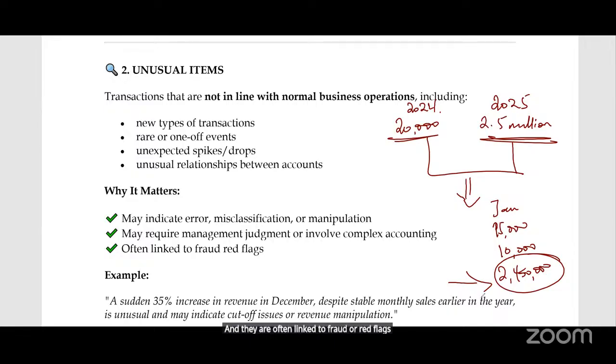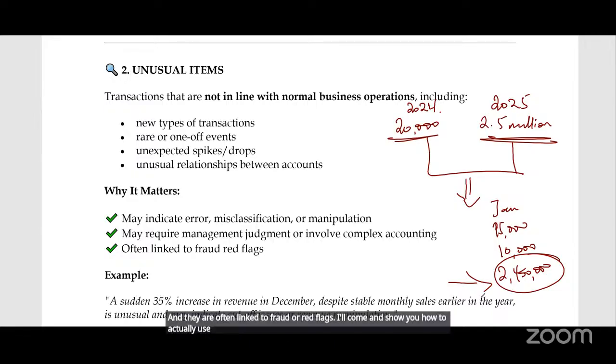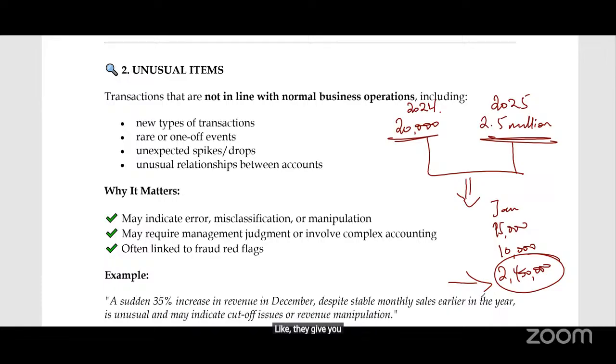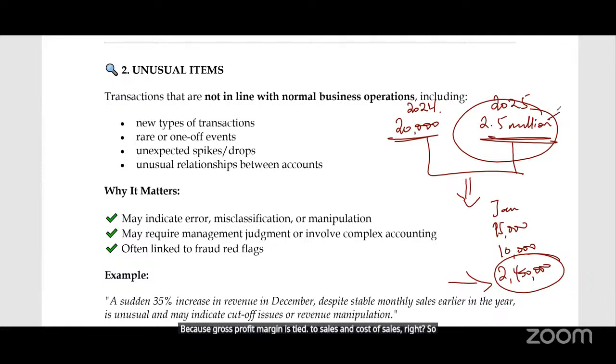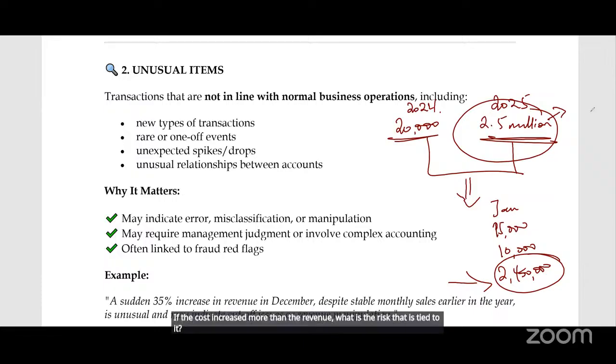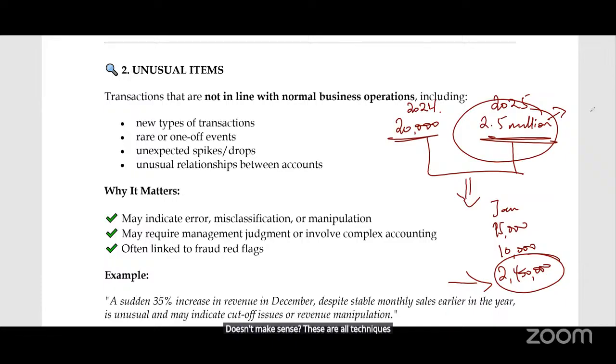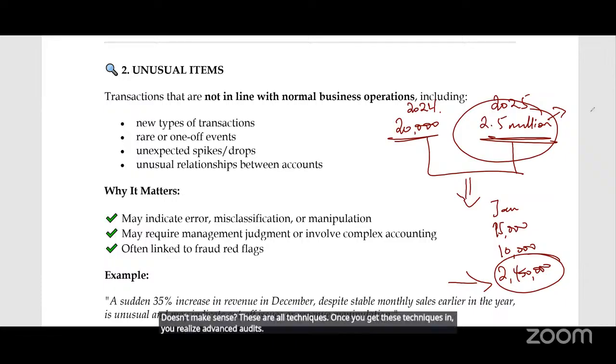I'll come and show you how to actually use financial statements themselves to do audit. Like they've given you financial statements, ratios are required for what? Sometimes you need to calculate a current ratio. This one like this, I could have calculated the gross profit margin to check its risk, because gross profit margin is tied to sales and cost of sales, right? So what is the cost that was associated with this? The cost should increase in direct proportion to the sales revenue. If the cost increases more than the revenue, what is the risk that is tied to it? Does it make sense? These are all techniques. So once you get these techniques, you realize that advanced audit is not as scary as people think.